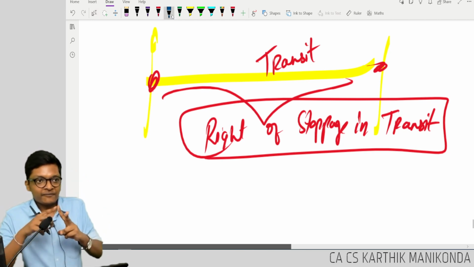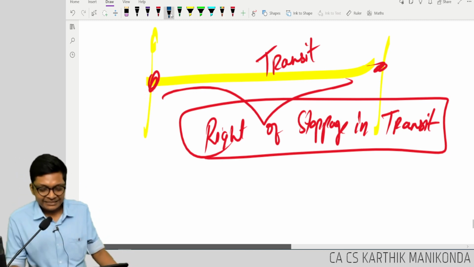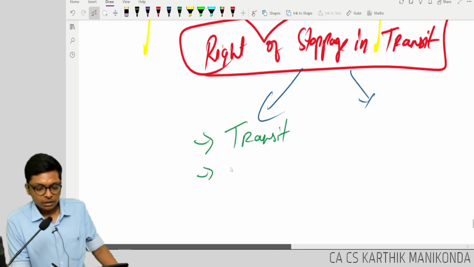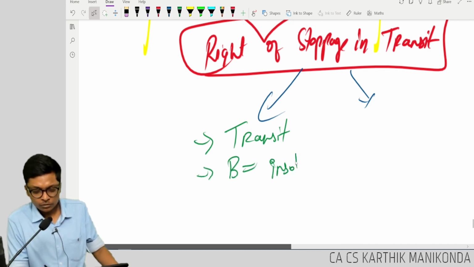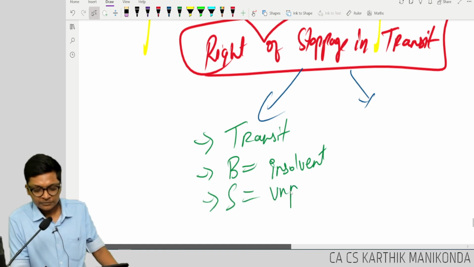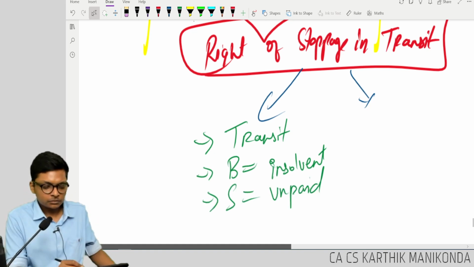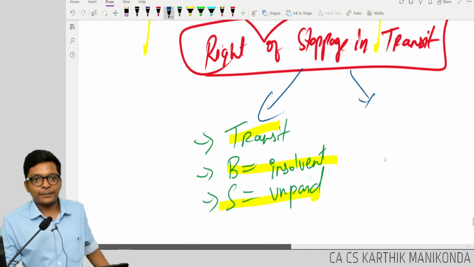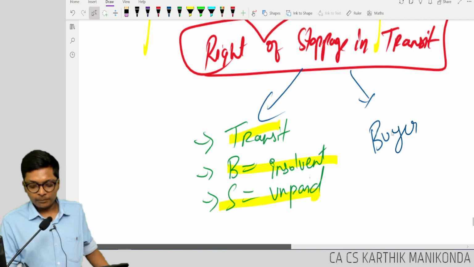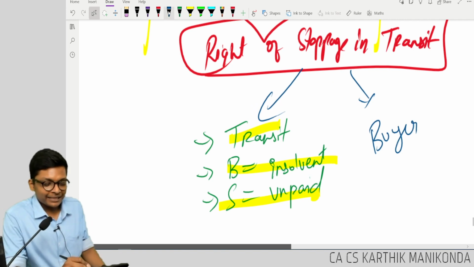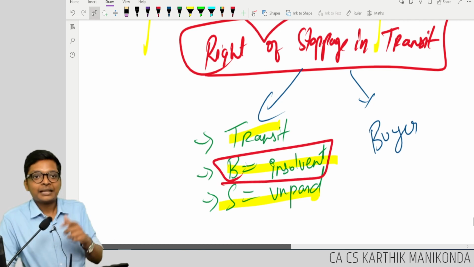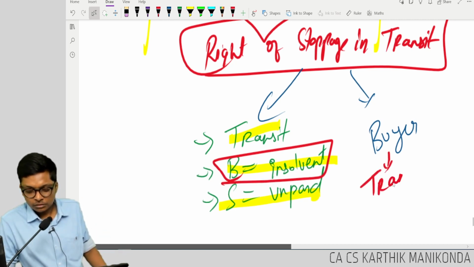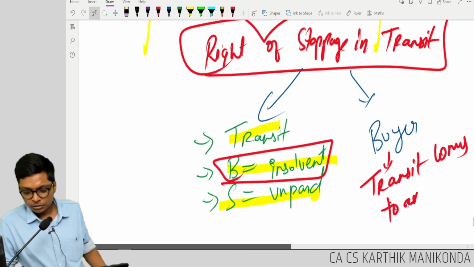This right, again same thing: when I can exercise it, and when the right will end. You can exercise this right only when the goods are in transit, the buyer has become insolvent, and the seller should remain unpaid. That is important, that's the whole concept. When will this right come to an end? Here I can't expect the buyer to make the payment because the buyer is insolvent. So this right comes to an end when the buyer gets the goods, in other words, transit comes to an end.